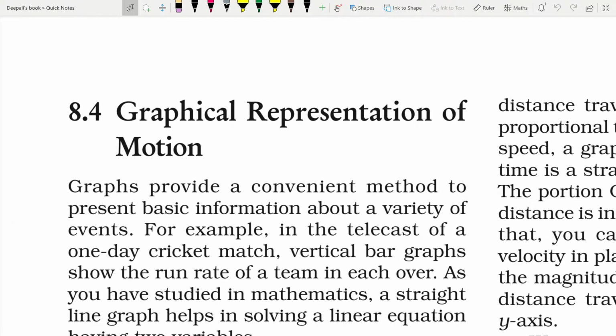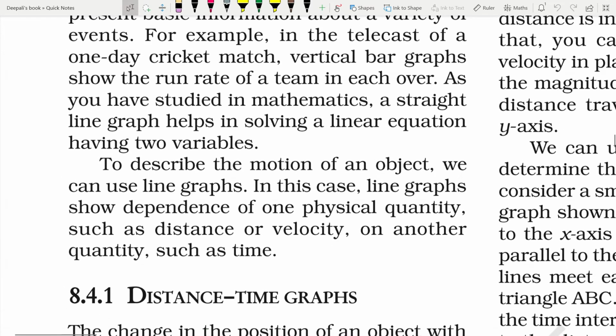A graph provides a convenient method to present basic information about a variety of events. For example, in the telecast of a one-day cricket match, a vertical bar graph shows the run rate of a team in each over. As you have studied in mathematics, a straight line graph helps in solving a linear equation having two variables. To describe the motion of an object, we can use a line graph. In this case, a line graph shows the dependence of one physical quantity, such as distance or velocity, on another quantity, such as time, which is the independent quantity.